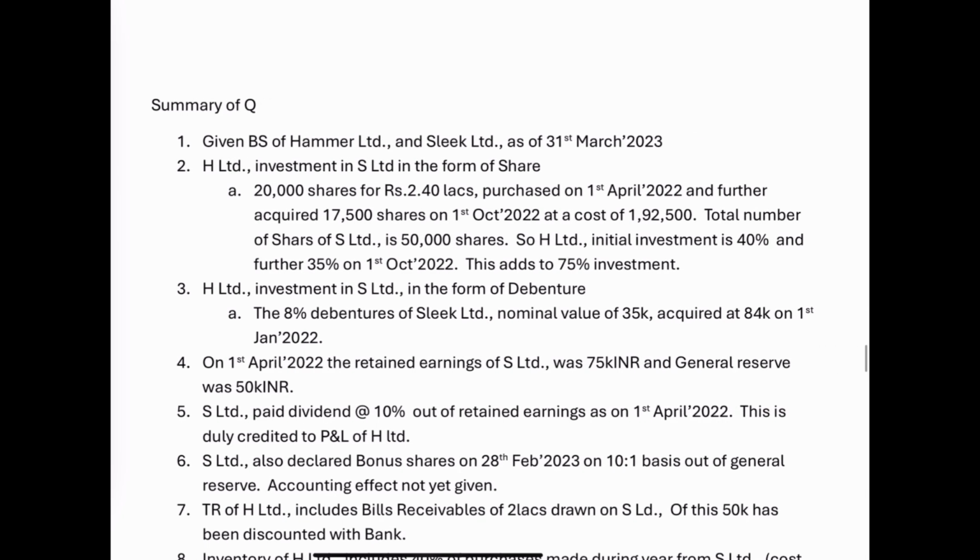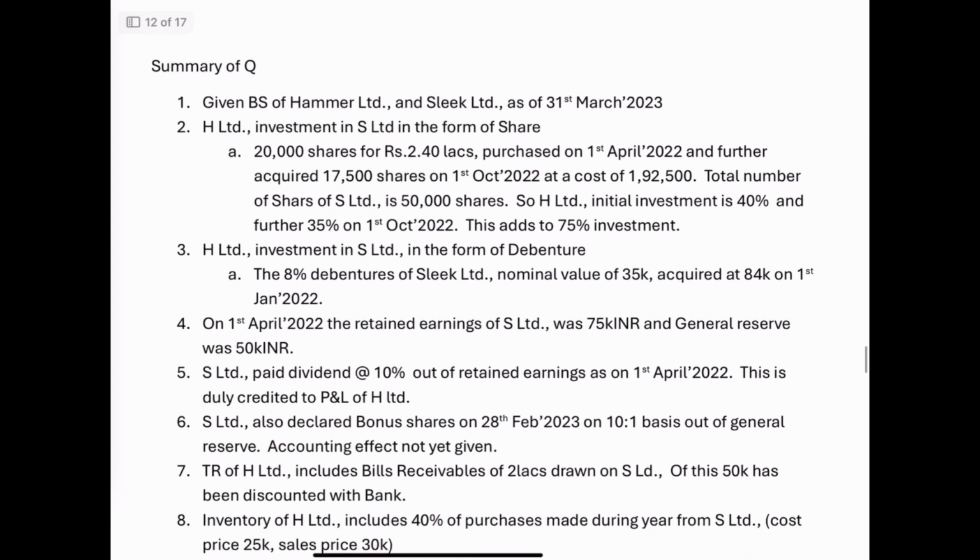As usual, let's prepare a kind of summary of the question so that we will remember all the adjustments that need to be done. In this case, they have given the balance sheet of Hammer Limited and Sleek Limited as of 31st March 2023, that's the closing balance sheet. I'll call Hammer Limited H Limited and Sleek Limited S Limited, just for easy pronunciation. H Limited has invested in 20,000 shares at the rate of 2,40,000 rupees, and this was purchased as of 1st April 2022.